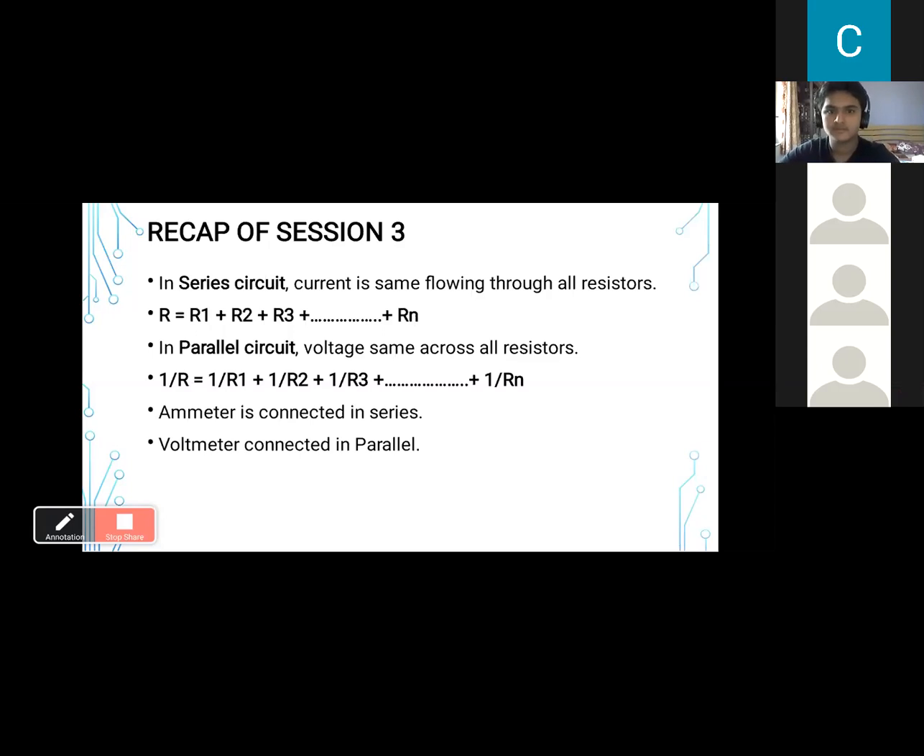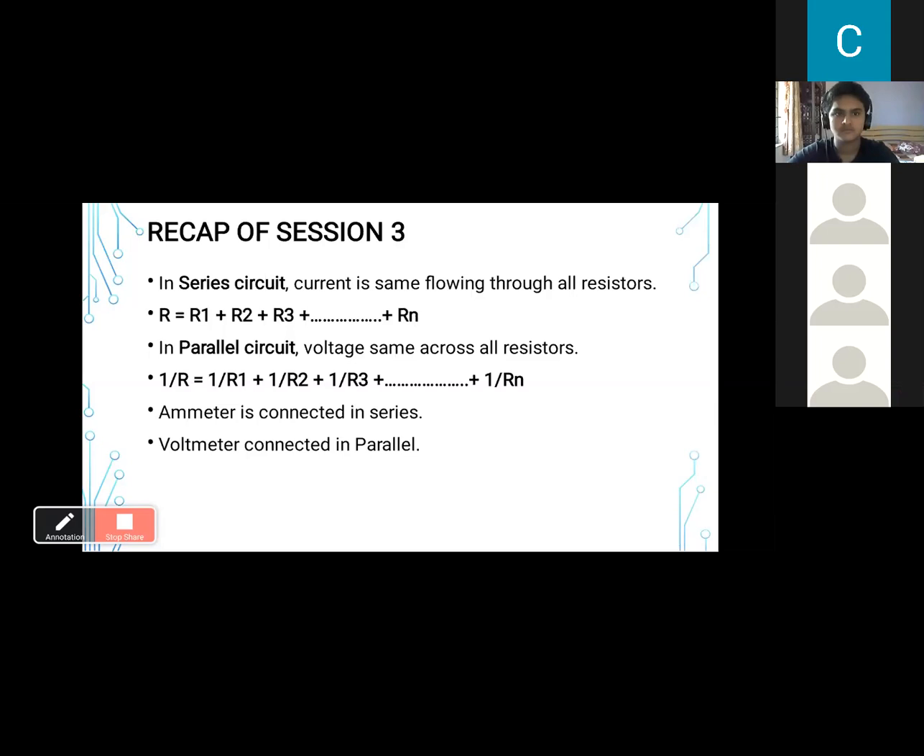Okay, now the second one is parallel circuits. We learned about the voltage across each branch, and the equivalent resistance is given by 1 by R equals 1 by R1 plus 1 by R2 plus 1 by R3 till 1 by Rn. So whatever the resistances are, their reciprocals will add up together. Then we learned about the ammeter connected in series and the voltmeter connected in parallel. So this is the way circuits are drawn.